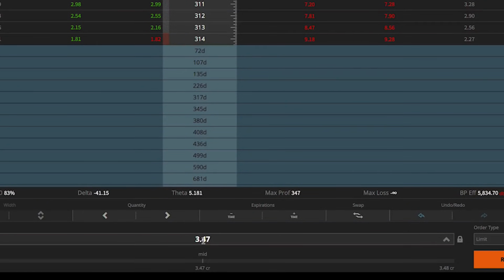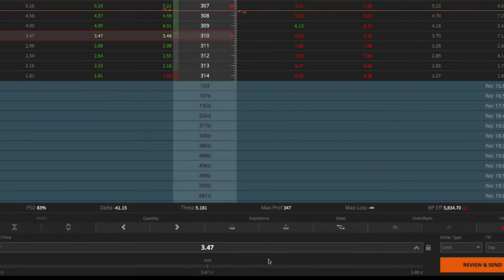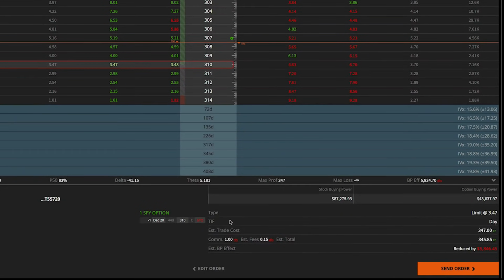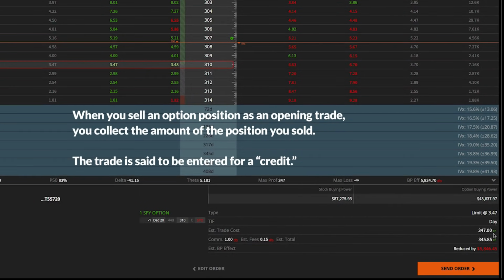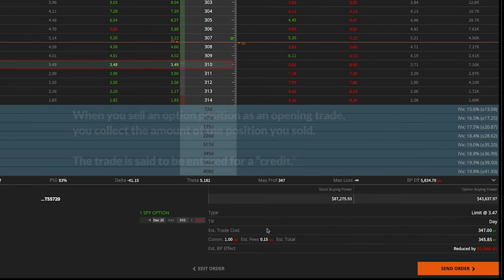So if I sell this option for $3.47, I am actually going to collect $347 in premium because we have to account for the option contract multiplier of 100 that I discussed earlier. So if I click review and send, we can see that it gives me the estimated trade cost of $347, and there's a green CR next to this, which means credit, and that means that I'm going to collect $347 in my account for selling this option.